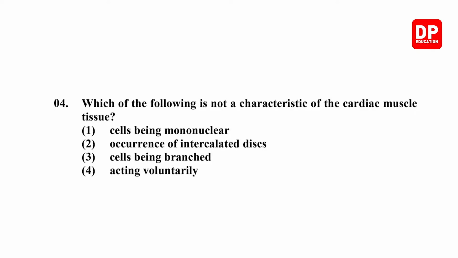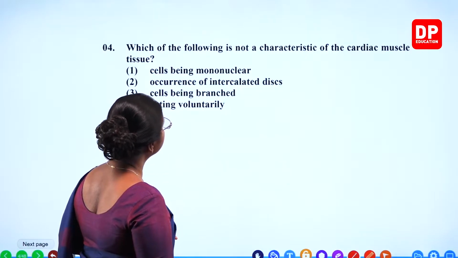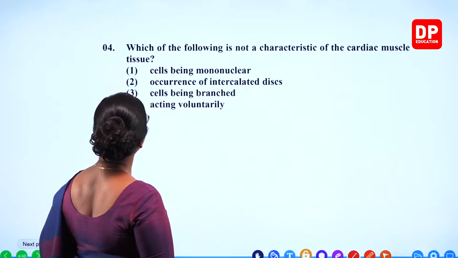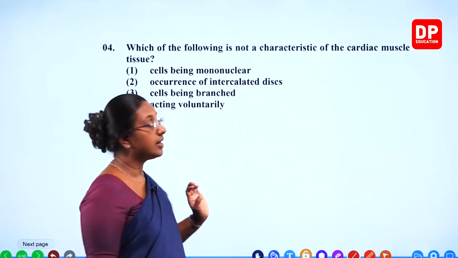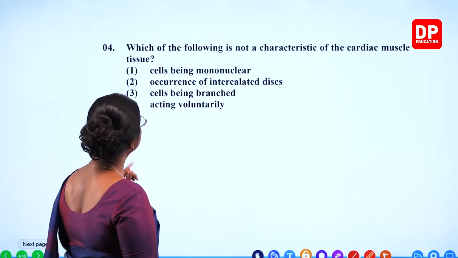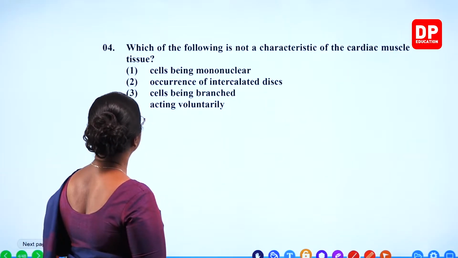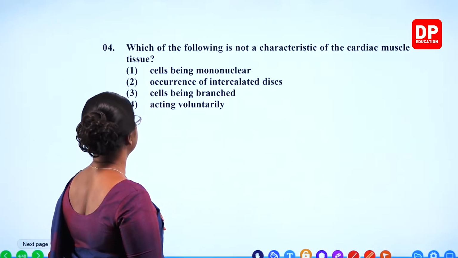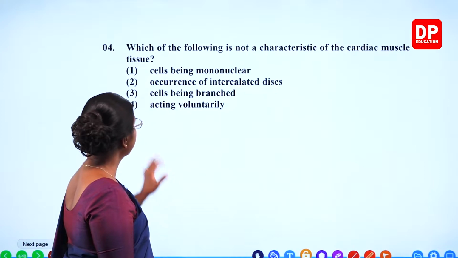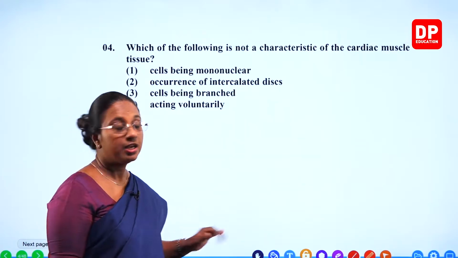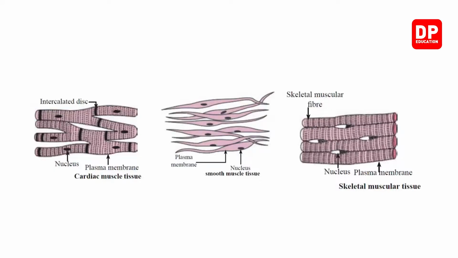Question number 4. Which of the following is not a characteristic of the cardiac muscle tissue? I'll read the answers. Cells being mononuclear, occurrence of intercalated disc, cells being branched, and acting voluntarily. So to understand this, I'll move on to the next slide. Here I have put the diagrams of the 3 types of muscle cells.